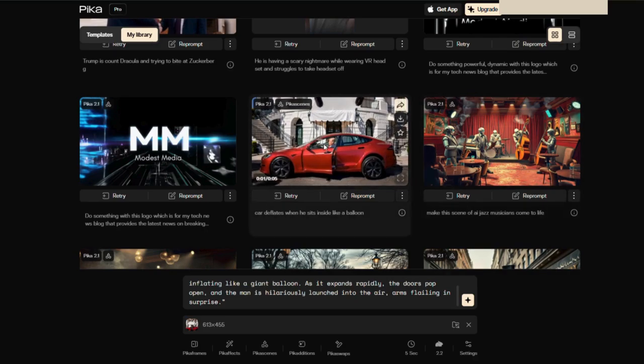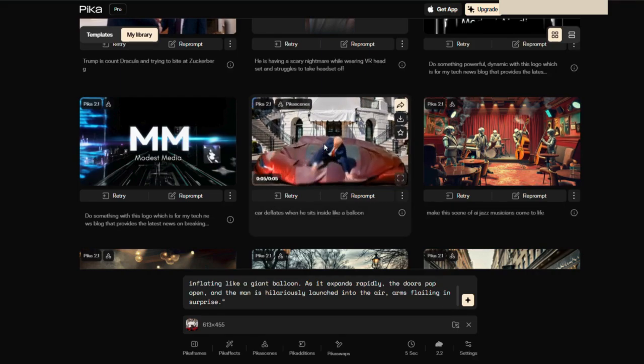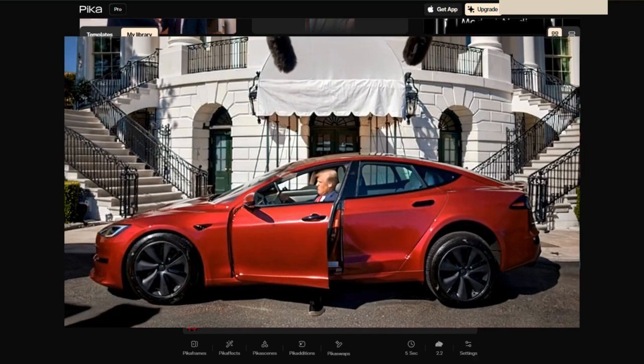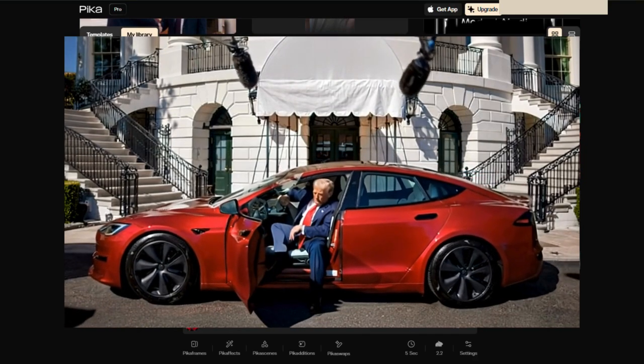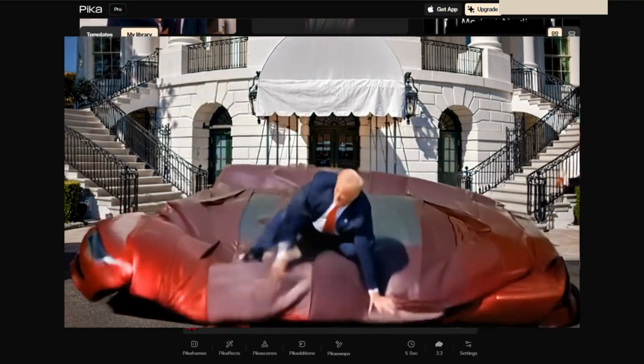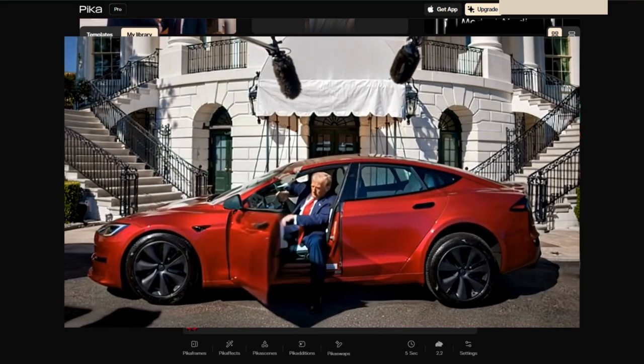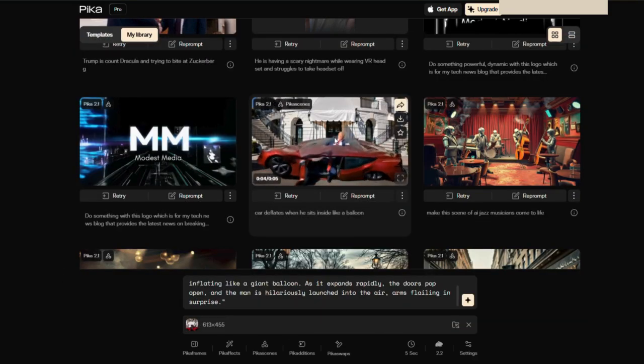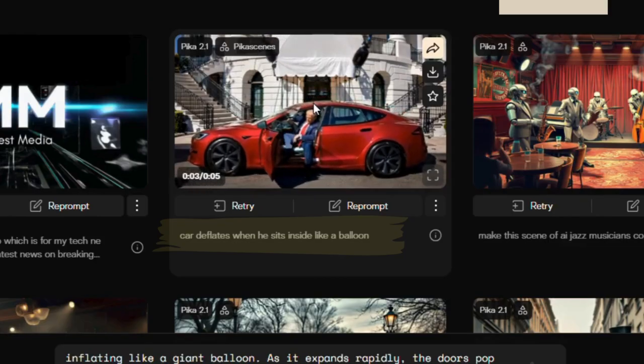I did create one before of this, okay, so I have something that I prepared earlier. So here's the one that I created earlier. You might have seen this on my YouTube channel. This is Donald Trump getting into the Tesla. So this was the first iteration of it. And the prompt I used here was: car deflates when he sits inside like a balloon.